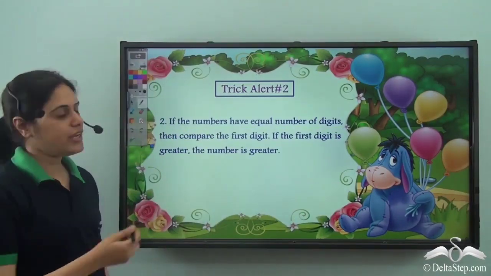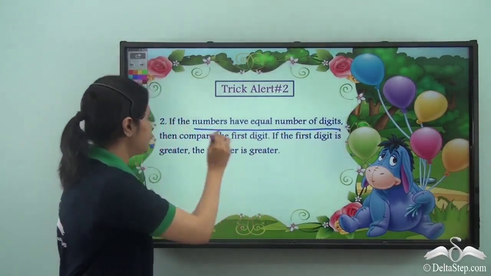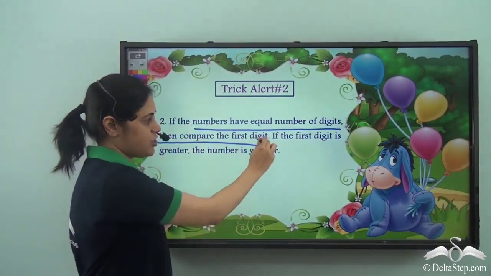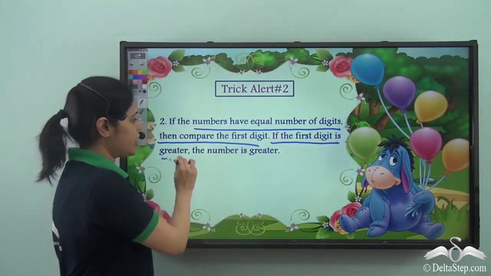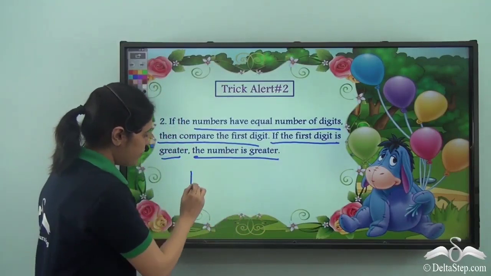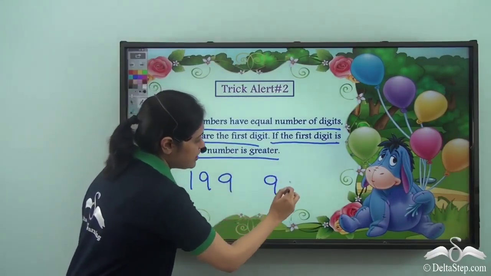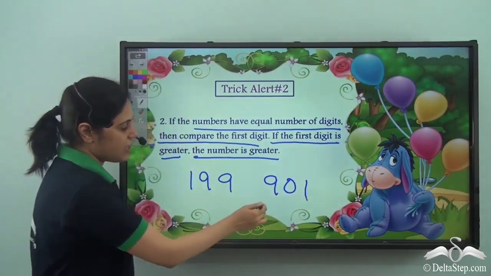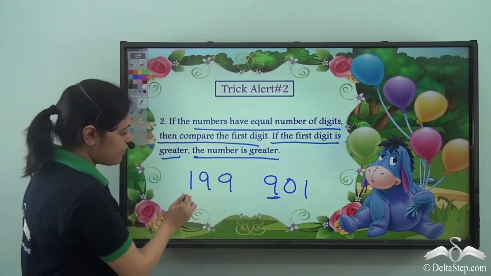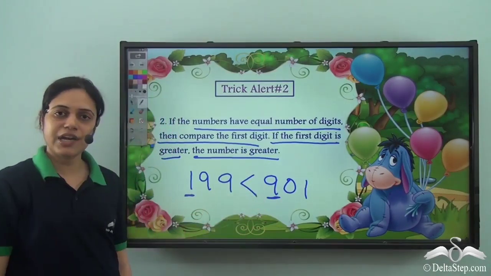The second trick is if the numbers have equal number of digits, then compare the first digit. If the first digit is greater, the number is greater. So if I have two numbers like 199 and 901, then the number with the bigger first digit, which is 9 in this case, will be greater.